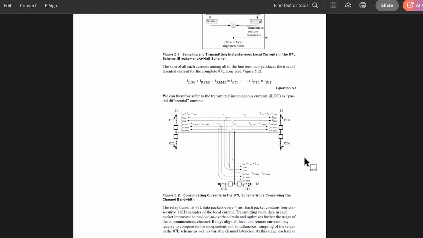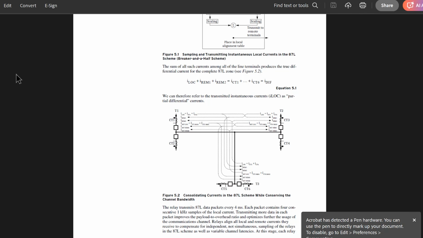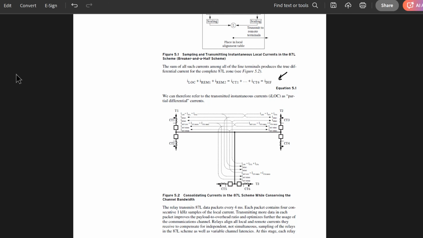Here you can see that the relay defines the differential current, this one over here, as the summation of all the currents from the CTs around the protected zone. So in our case, for example, we looked at a 2-terminal transmission line with a straight bus configuration on either side, but it doesn't have to be just one CT at each terminal, or even a 2-terminal transmission line. It could also be a 3-terminal transmission line, for example.